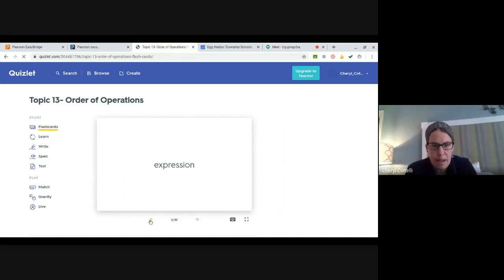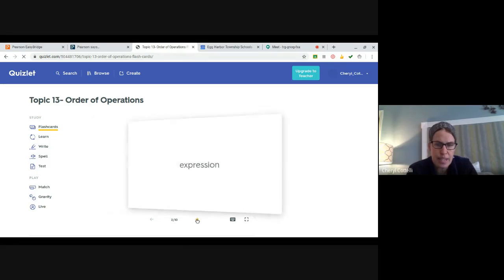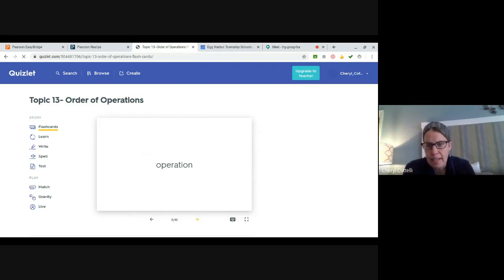Numerical expression is a math sentence that doesn't have the equal sign. That's kind of what you've been working with now. And then an expression is basically the same thing without the numbers, and so on. Operation: adding, subtracting, multiplying, dividing. But anyways, try to do the Quizlet first before you do the lesson. And then I assigned a video for 13.3, so try that.